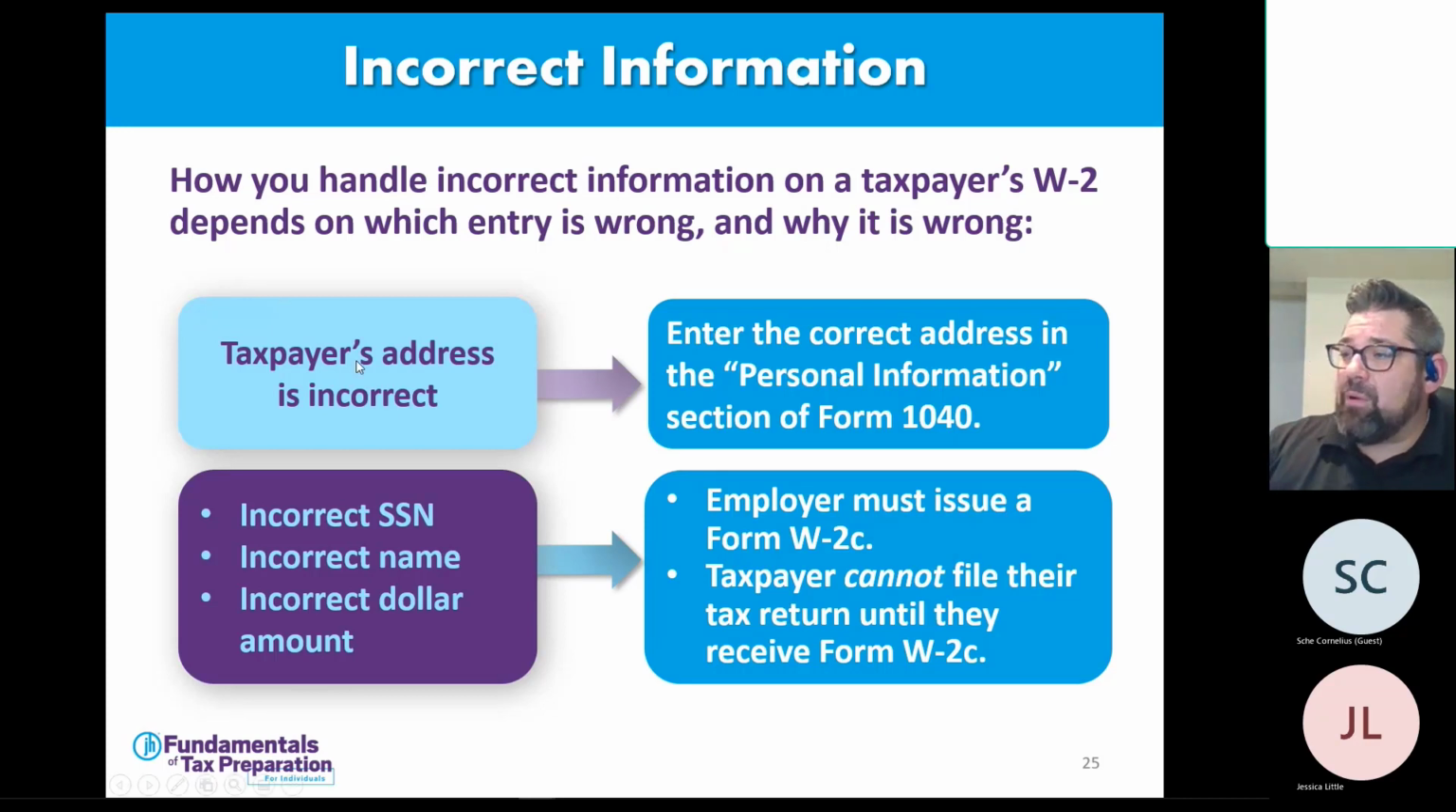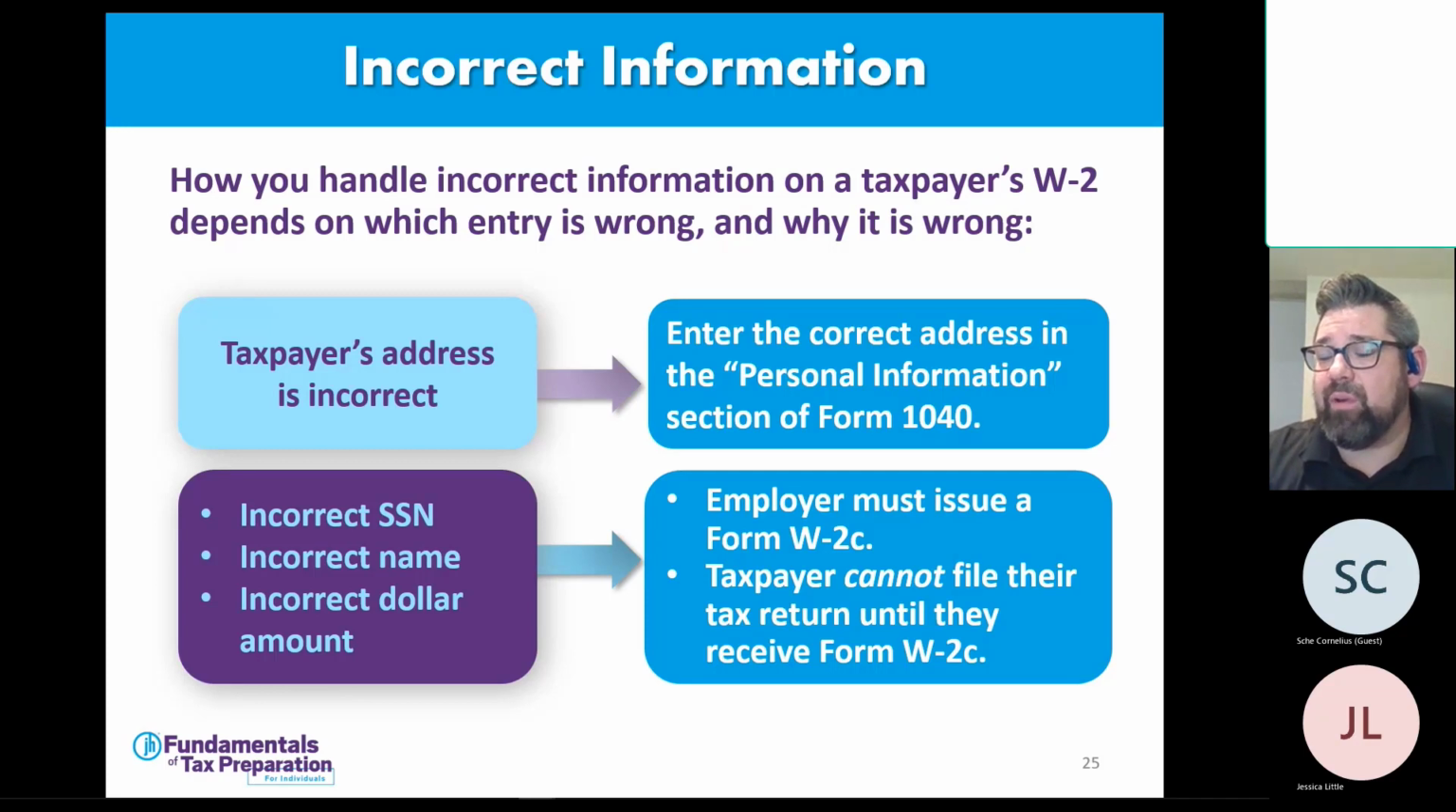So if you come across a taxpayer's address when you're looking over the W-2 and you notice the taxpayer's address on the W-2 is not correct, you just go ahead and enter in the taxpayer's correct information. Okay. In situations where there's an incorrect social security number, incorrect name, or incorrect dollar amount, that W-2 has to be reissued by the employer in order to correctly file the tax return. If you move forward with it, the person will end up having to do an amended return, and that's going to delay refunds and stuff like that. So we don't want that to happen.